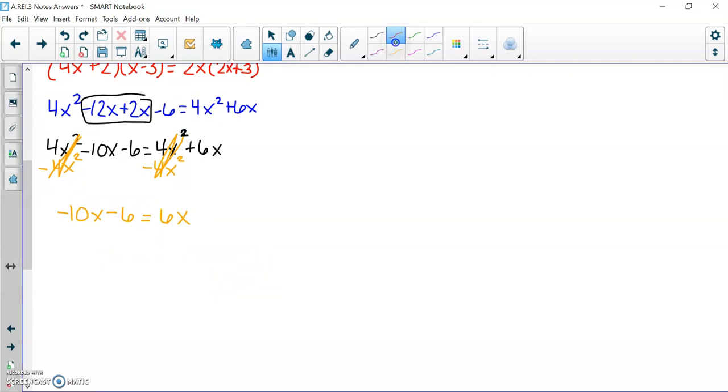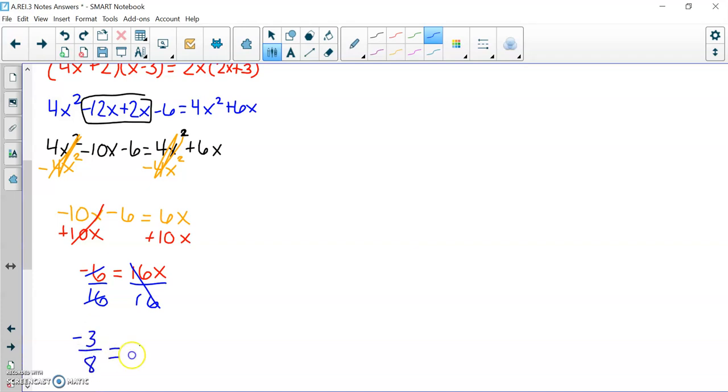So from here, I'm going to solve this equation by adding 10x to both sides. And I wind up with a negative 6 is equal to 16x. I'm now going to divide by 16 on both sides. And both a negative 6 and a 16 are divisible by 2. A negative 6 divided by 2 is a negative 3. A 16 divided by 2 is an 8. So I have x is equal to negative 3/8.